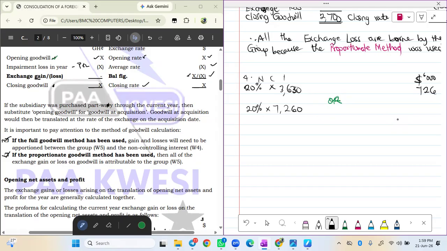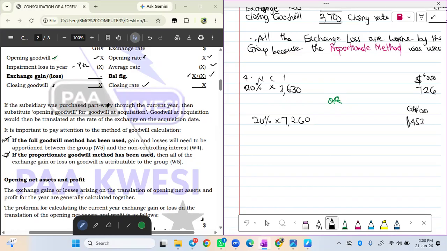It's 1,452. But that one will be in CDs. So it was 20% of 7260. So when you are done, you have to convert these CDs to dollars.